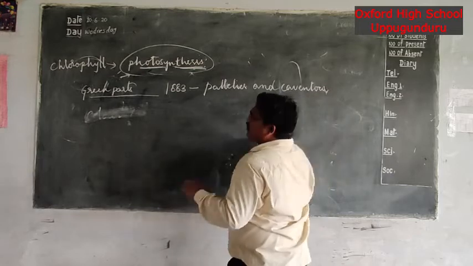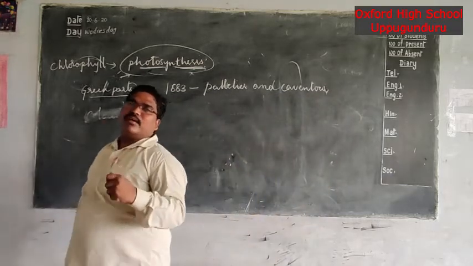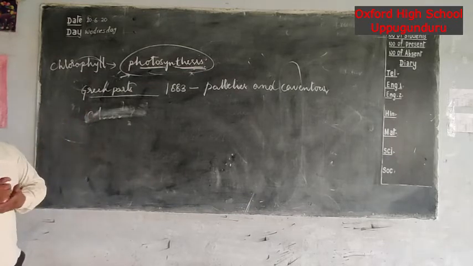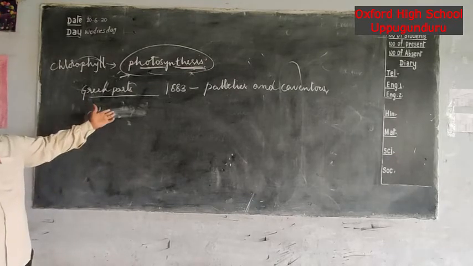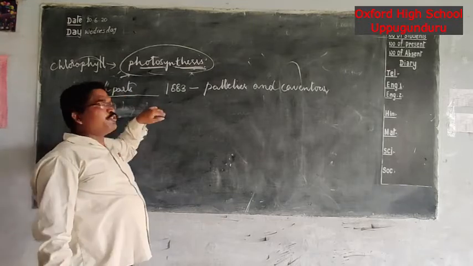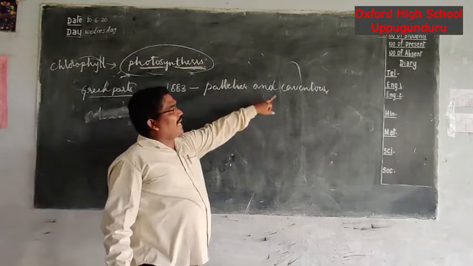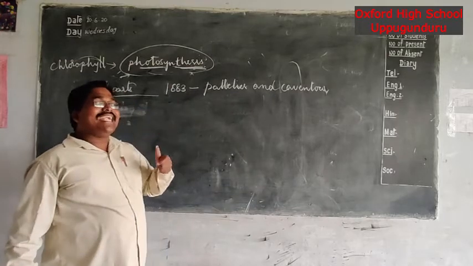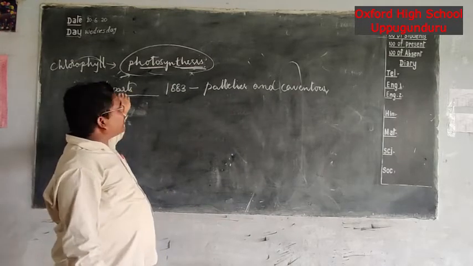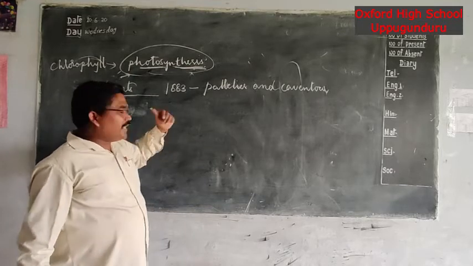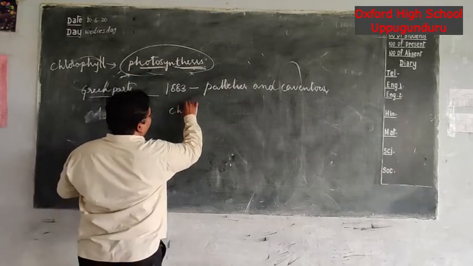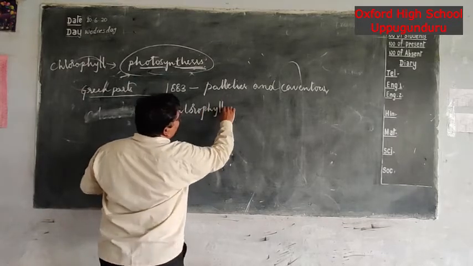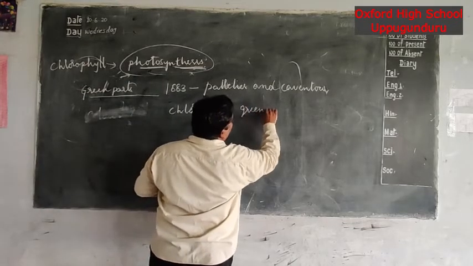So John Ingenhousz had a number of questions in his mind. What about the plants? What about the plants containing the colorful leaves? For all these reactions, after four decades of John Ingenhousz's propositions, Pelletier and Caventou discovered one answer. They isolated and extracted the green part of the plant, and named that green part chlorophyll, which means the green leaf.